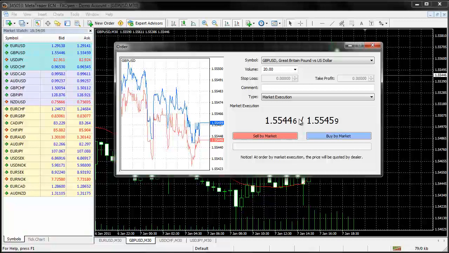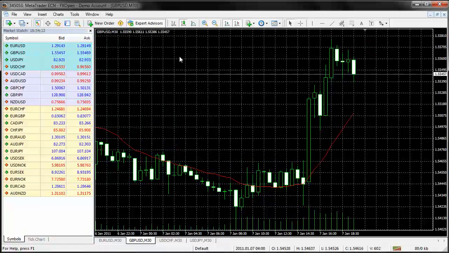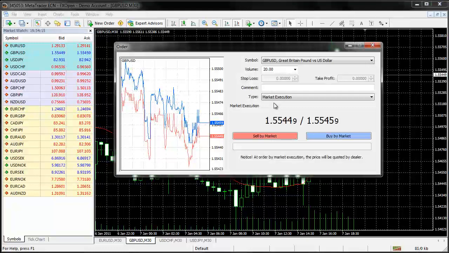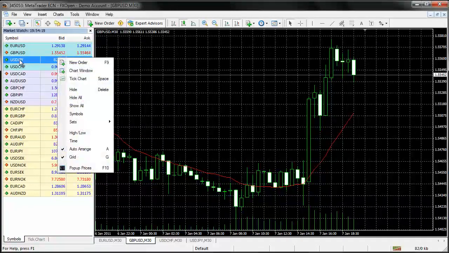And just to show you as well the different ways that we can go ahead and open up trades. There are 5 different ways. The first way is the one I've just showed you, and that's clicking on this new order button. The second way is going over to the market watch area, right clicking on any currency pair that you want and clicking on new order.